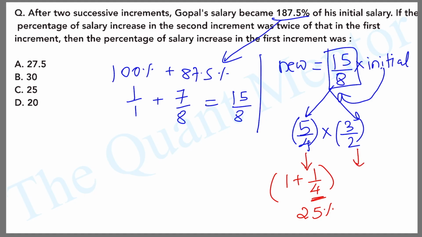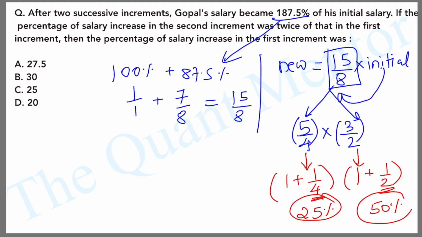Similarly, when the second increment is calculated, the new salary of Gopal will be 3 by 2 times the previous. 3 by 2 is basically 1 plus 1 by 2 and 1 by 2 is 50%. So as you can see, the initial increment was 25% and the second increment was 50%. Double, right? Thereby the answer is first increment is 25%. This is a very quick way of getting the answer. If you can just observe the fractions here, that's how we solve the question. Answer is option C, 25%.